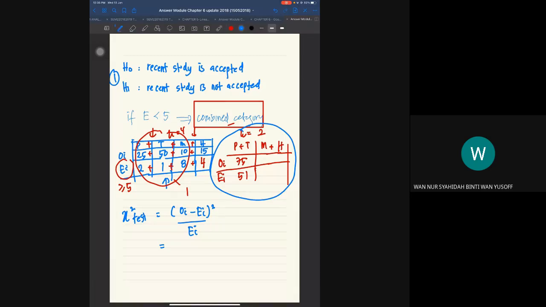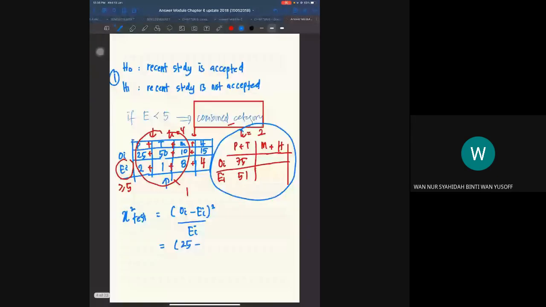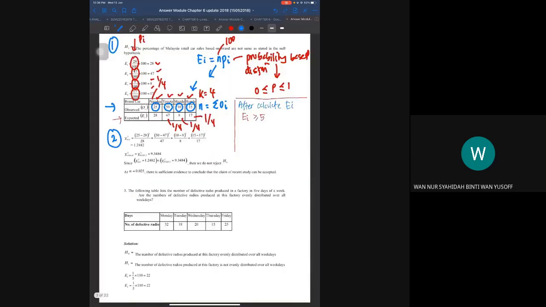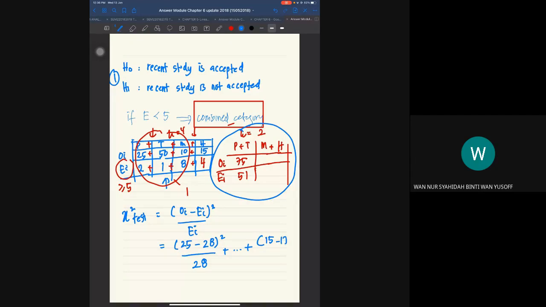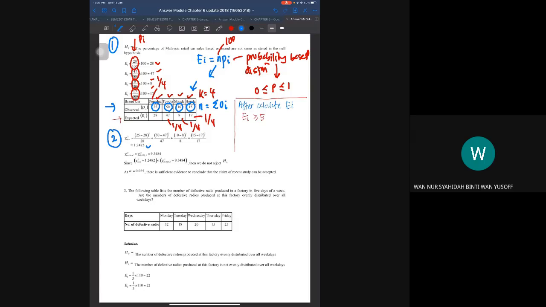So the first category is (25 minus 28) squared divided by 28, until the last category, 15, 17. Then you will have your chi-square test. The chi-square test here cannot be a negative value, because chi-square is a positive distribution. So you should have 1.2482 for the answer. You should have that.